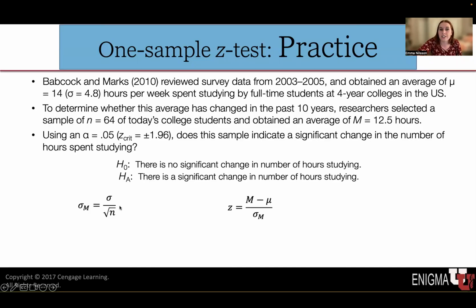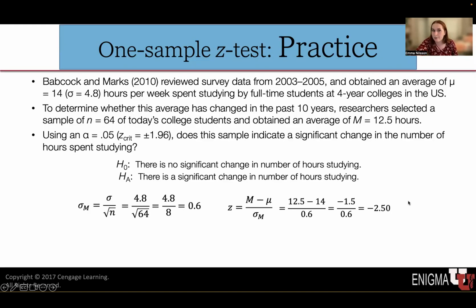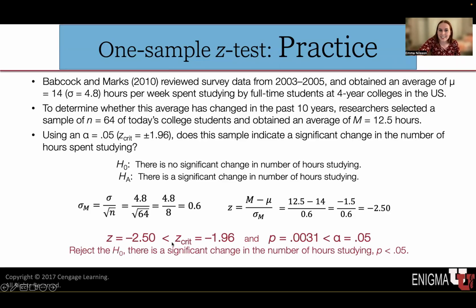Now, since we've already established our alpha values here, we've established our decision criteria, we're going to solve for our standard error, which is going to be 0.6, because we take the population standard deviation and the sample size, and then we plug all of that into our z statistic. The z statistic is going to come out to be negative 2.5, and negative 2.5 is less than our z critical value of negative 1.96.